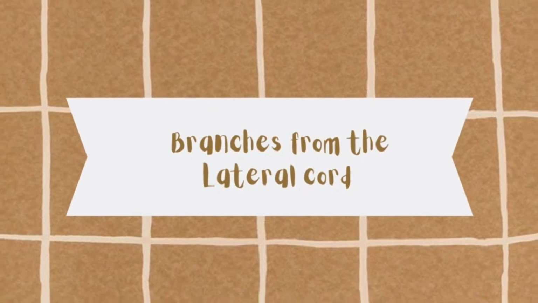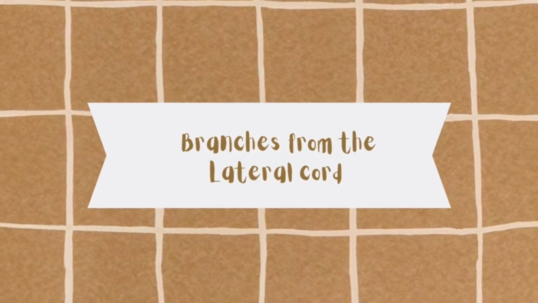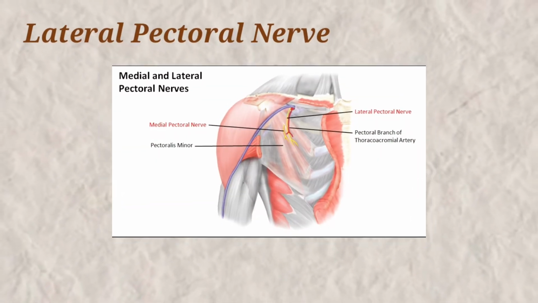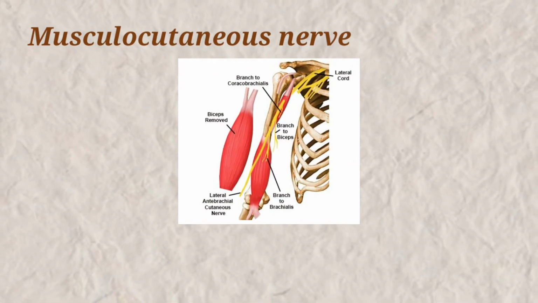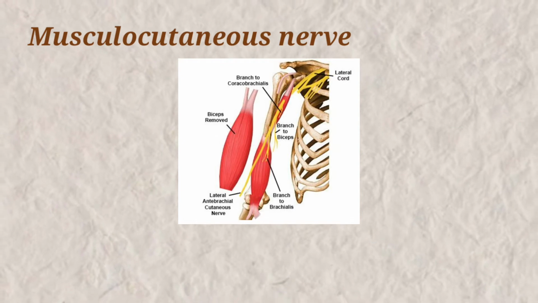Now we go to the branches of the lateral cord, where all 3 originate from C5, C6, and C7. First is the lateral pectoral nerve. It supplies the pectoralis major. Next is the musculocutaneous nerve. This nerve is first muscular in division and then becomes cutaneous.